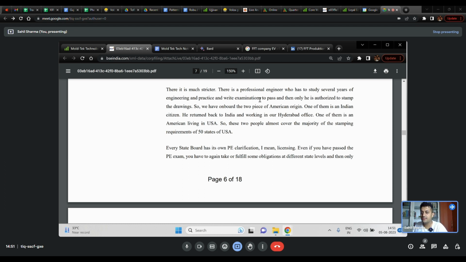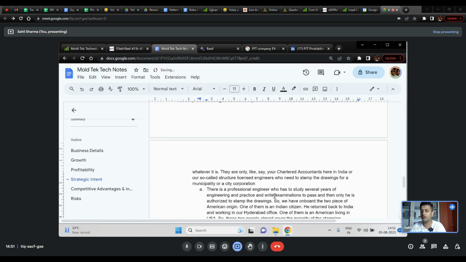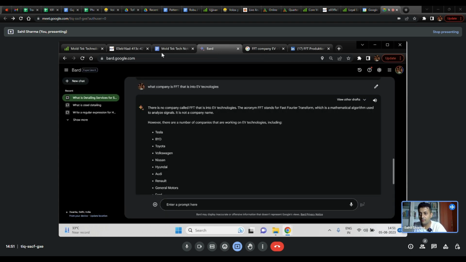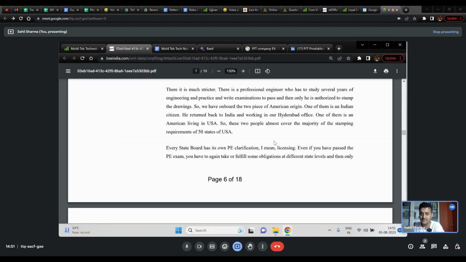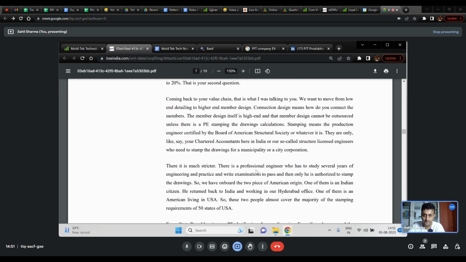Right. So you said that they have now onboarded these two people who are the PEs, who are going to stamp their drawings, and that will allow them to do member design. I guess one obvious question which comes up is how many PEs there are. And this is fascinating because every state board has its own PE licensing. So you have to pass the PE exam for that state. If there are 50 states, either you have to employ 50 people or you employ very senior people who have passed the exam of all the states. Very interesting.